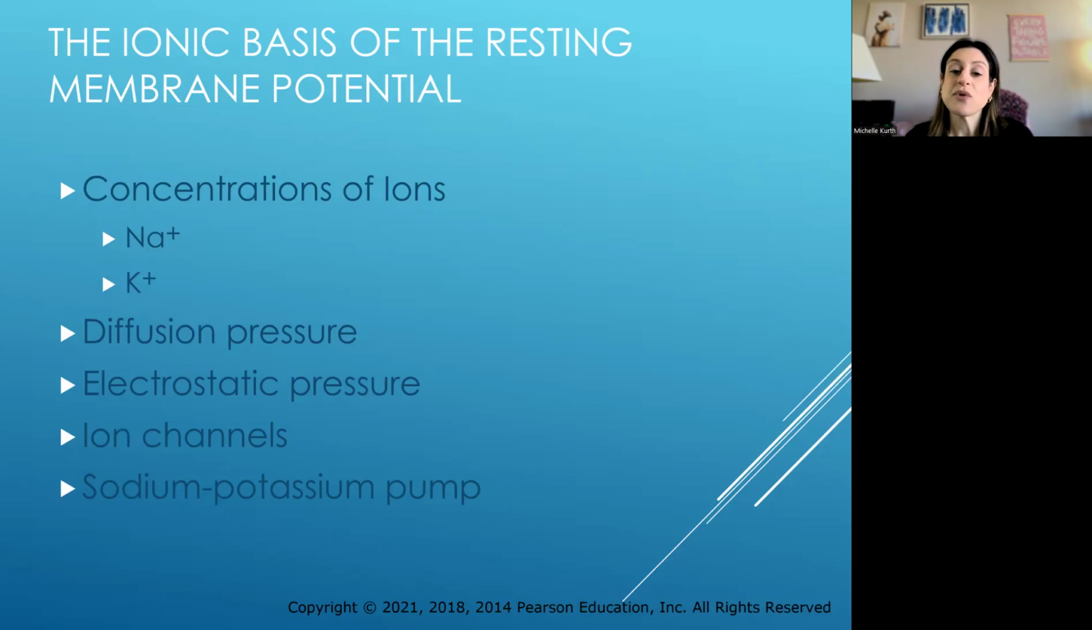The electrostatic pressure is really just about charge. Opposites attract, likes repel. So positive ions like sodium, potassium, they're influenced by the fact that the inside of a cell is more negative. And that negative inside is attracting them in, like a magnet that's pulling them closer.